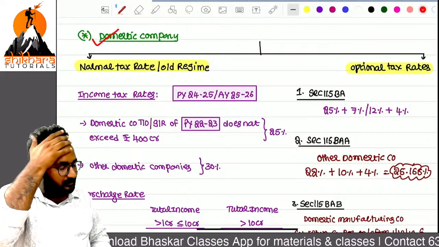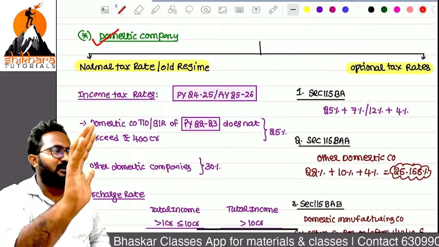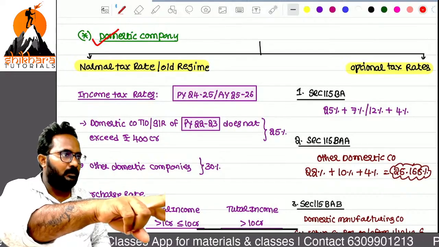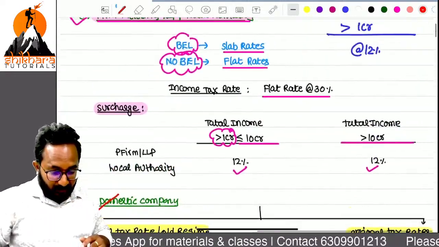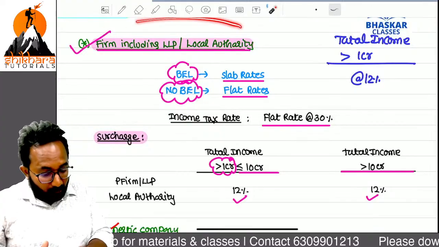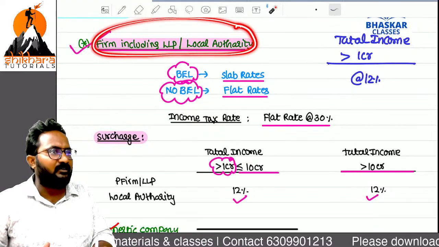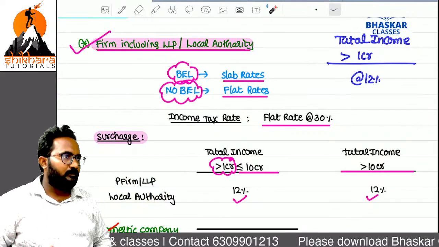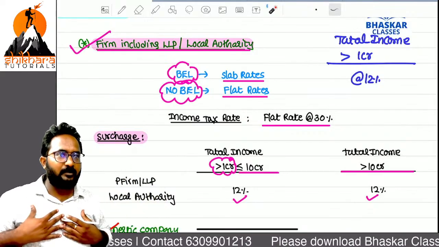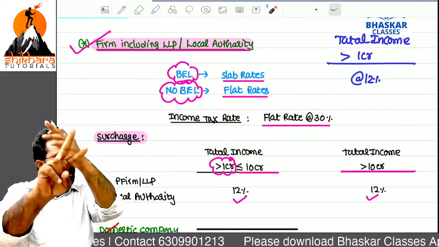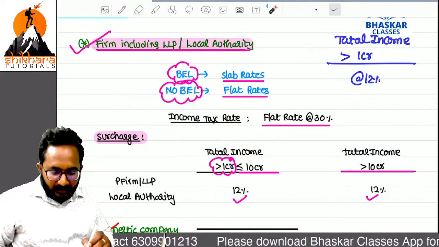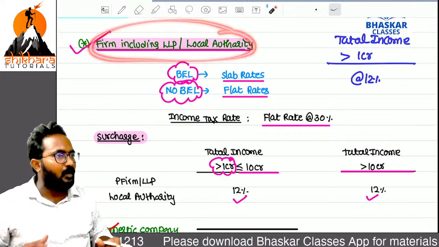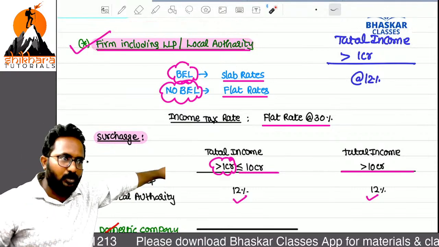Domestic company, foreign company. Okay. First I want to tell you about the domestic company. Previously we discussed one point with respect to the individual, HUF, AOP, BOI, AJP: they have two regimes. Then many students asked, sir, what about the firm, LLP, local authority? They don't have two regimes. Only one regime is there that you have to follow. Individual, HUF, AOP, BOI, AJP have two regimes; you can follow this one or the other. But for firm including LLP and local authority, only one regime is there.